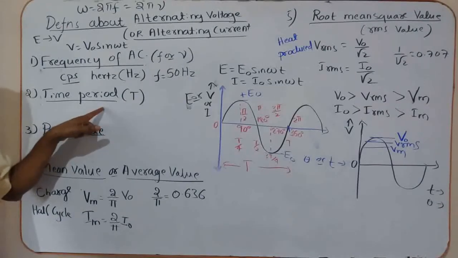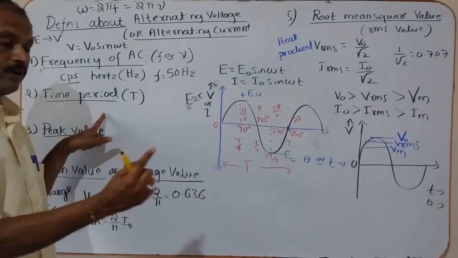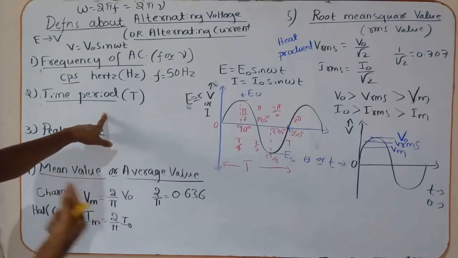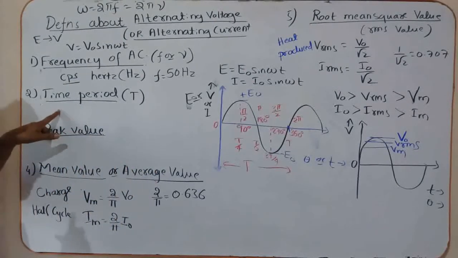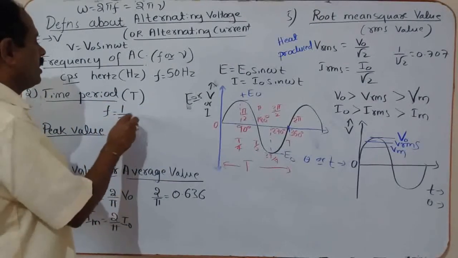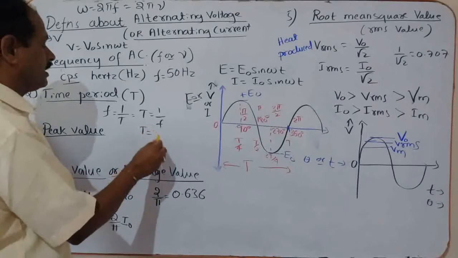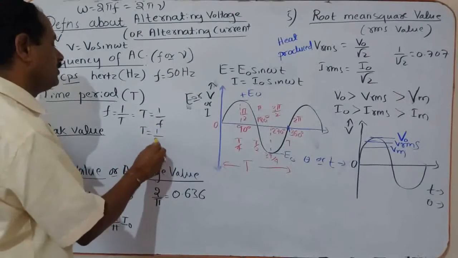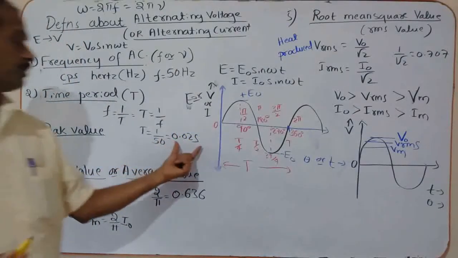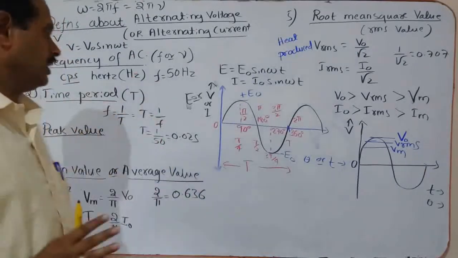What is time period? The time period of an AC is the time taken for one cycle of AC, or the time taken for one revolution, that is one rotation of the armature coil. It is the time taken for one oscillation. f is equal to 1 upon T, or T is equal to 1 upon f. So the time period in India, in any power station, is 1 divided by 50, which is 0.02 second. This 0.02 second is the time period of AC in India, for whatever electrical power you generate.